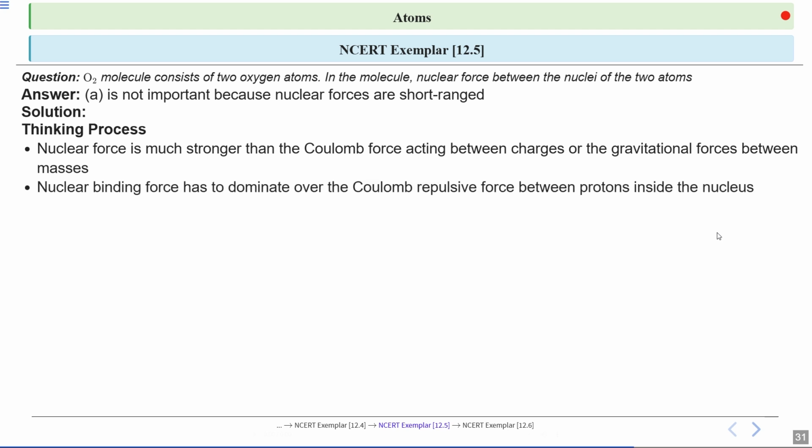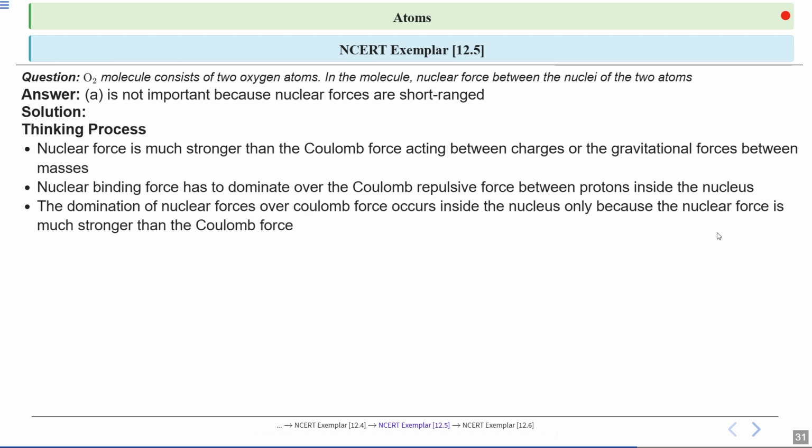Inside the nucleus, the nuclear binding force must overcome the repulsive Coulomb force between the protons. This is why nuclei can exist at all. Without the nuclear force, the protons would fly apart due to their like charges. So the key point is that nuclear forces only dominate over the Coulomb force within the nucleus itself, because the nuclear force is extremely short ranged. Once you move outside the nucleus, even by a tiny amount, the nuclear force drops to nearly zero, and only the Coulomb force remains significant between the atoms.